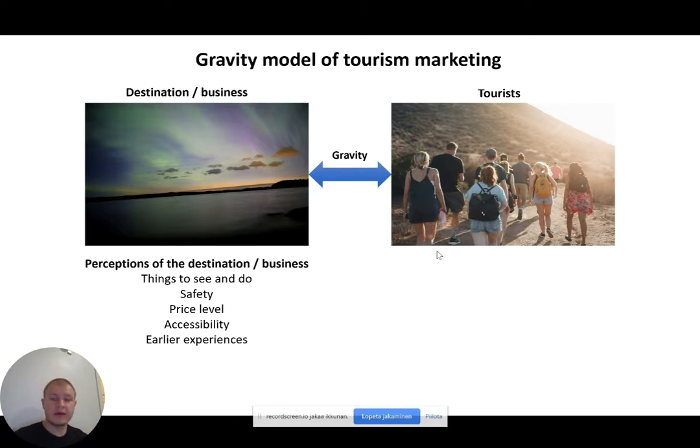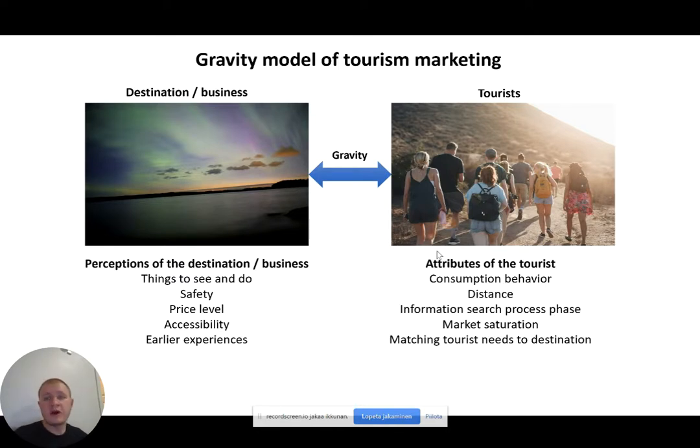And then it's not just that destinations and businesses attract tourists, but also certain kind of tourists attract destination and businesses. So who the people are, where they live, how much they earn, what they like, what is their consumption behavior, distance from the destination, and for example, information search process phase, all affect what kind of marketing a destination or a business can and should do for the tourists.